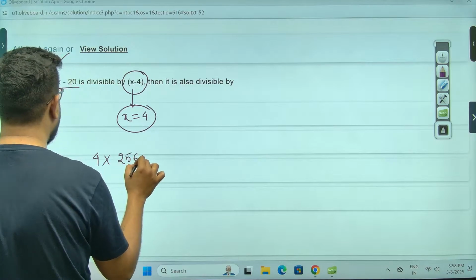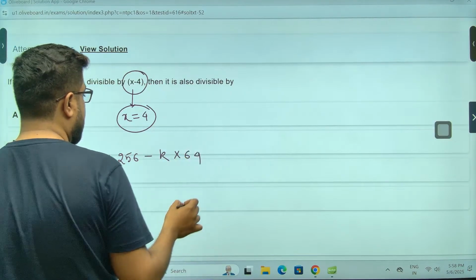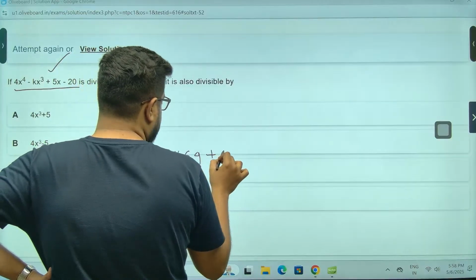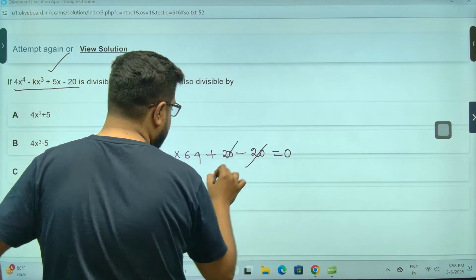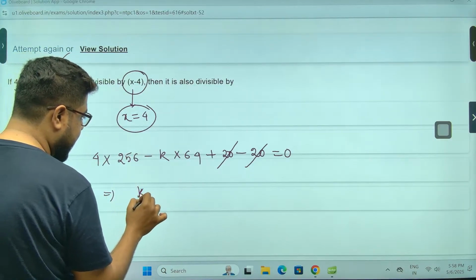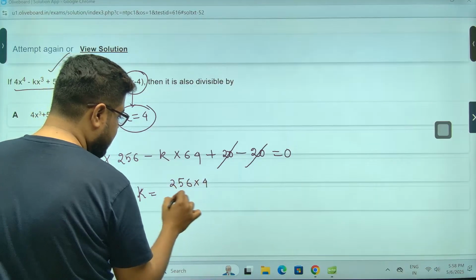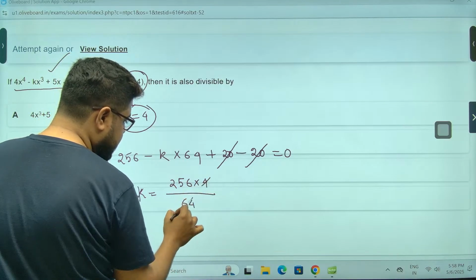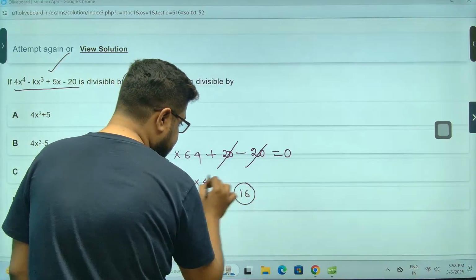256 minus k into x's cube, that is 64, plus 5 times 4, 20, minus 20 has to be 0. From there I'll get the value of k. So k will be, this will go to that side, 256 times 4 by 64. So this is 16, 16s are this. So the value of k is 16.